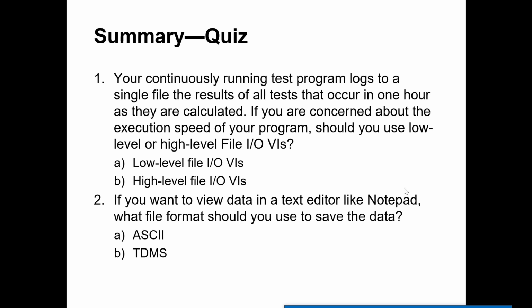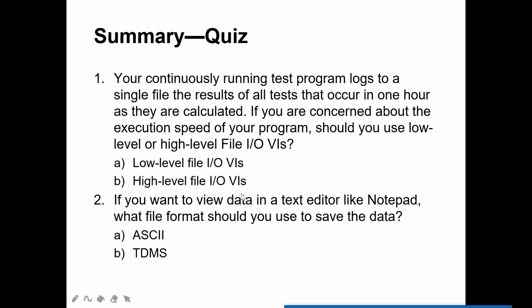Now, as you know, in high-level file input-output VIs, you perform all three operations using the same VI. So there may be a possibility that your execution speed becomes slower. But in low-level file input-output VIs, you are using three different VIs for each step. So your answer should be low-level file input-output VIs.